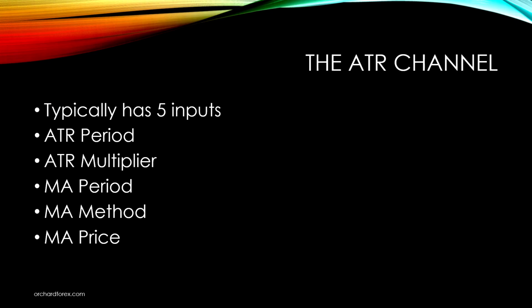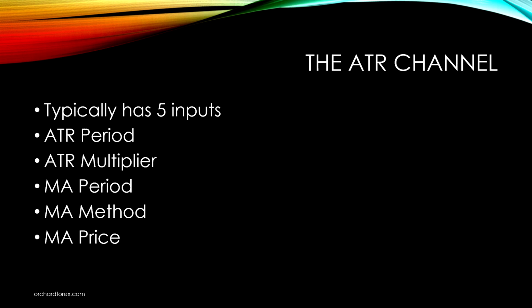To help with demonstrating the benefits of inheritance, I'm going to create a second channel. This is an ATR channel. Now typically an ATR channel has 5 inputs. There'd be an ATR period, a multiplier which determines how wide the channel is, an MA period that's used to set the midpoint of the channel, a method and a price for the MA calculation.